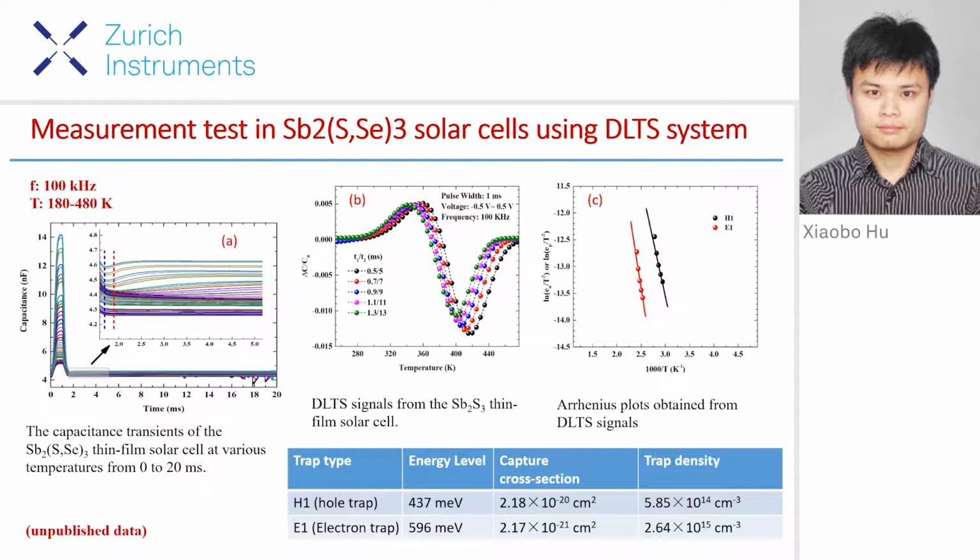Okay, this gives some results by using DLTS system to measure the antimony selenium sulfide solar cells. The condition is at frequency of 100 kilohertz with the DC bias sweeping from minus 0.5 to positive 0.5 volt, and with 1 millisecond pulse width.